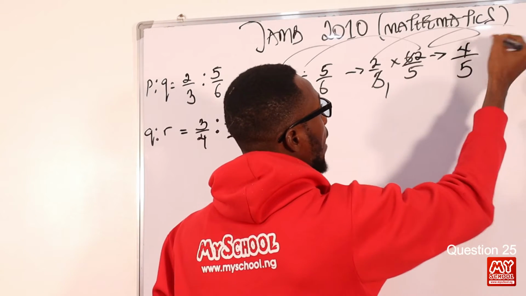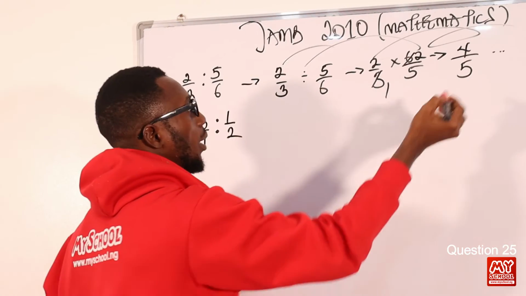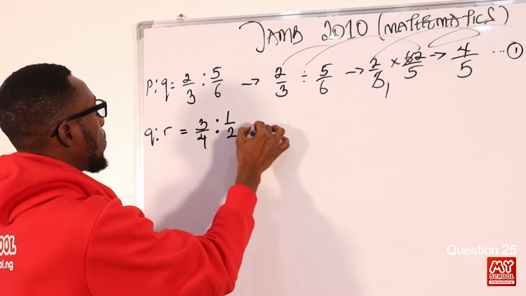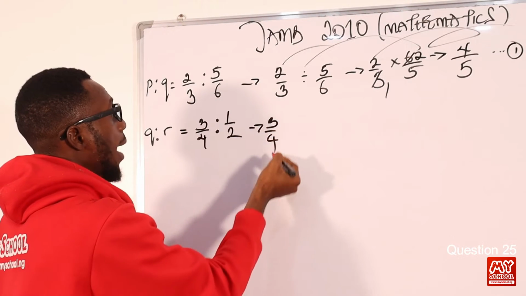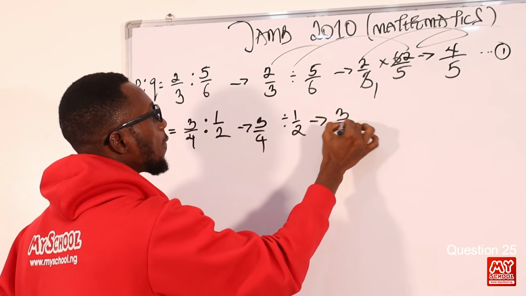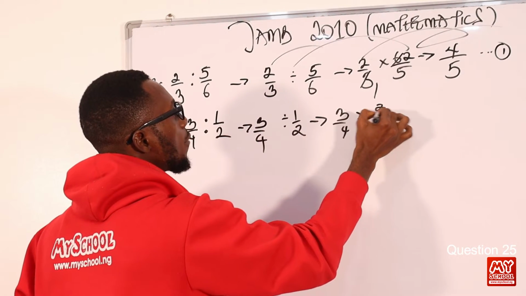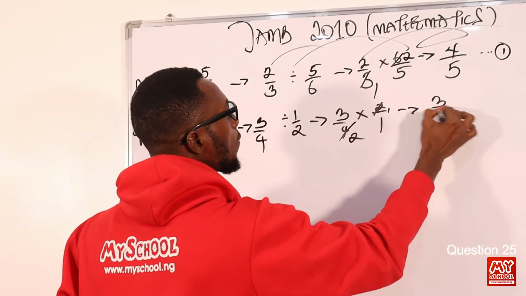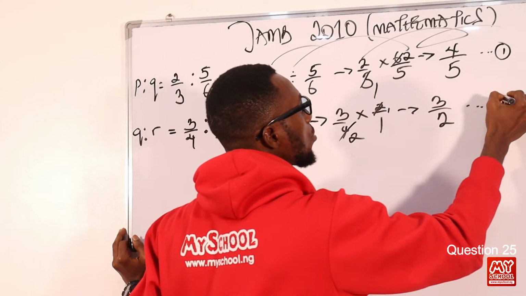So I can identify this as my first equation. Let's do this as well. This implies 3 over 4 divided by 1 over 2. Then I should have 3 over 4 times 2 over 1. So 2 here 1, 2 here 2. So I have 3 over 2, equation 2.